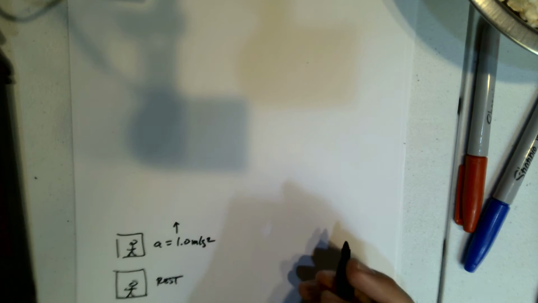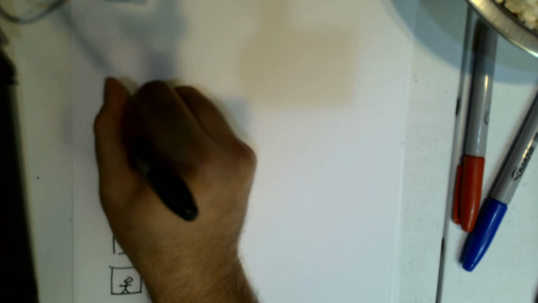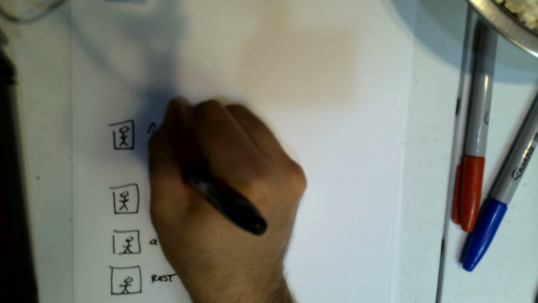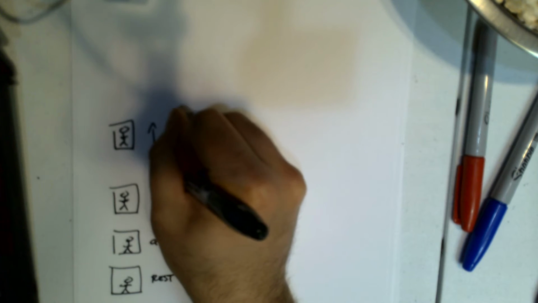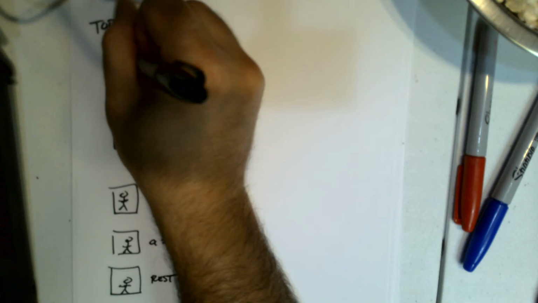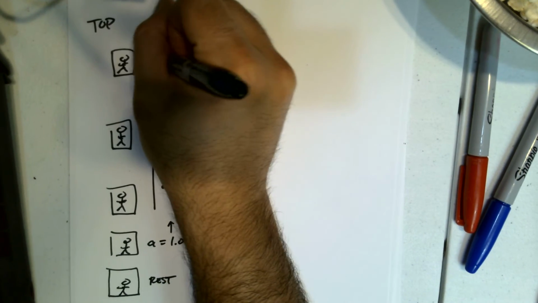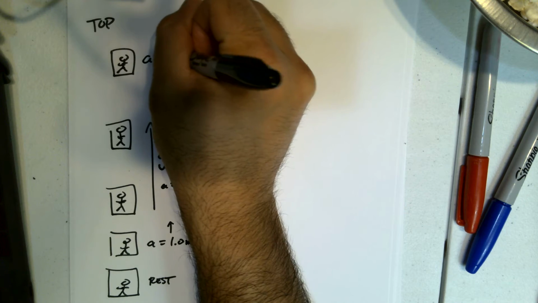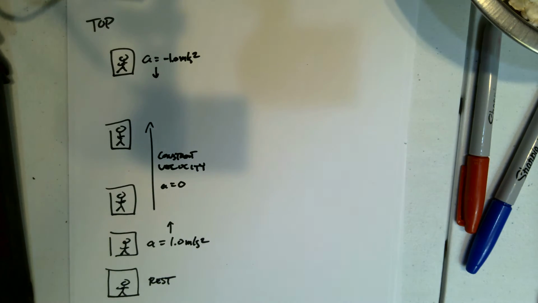And then elevators don't consistently accelerate. Once they get up to the speed that they want to be at, through a large region, you're going to be moving at constant velocity. That means there's no acceleration here. That's an acceleration of 0. And then once we get to the top over here, we're still moving up, but we need to slow down. That means we need acceleration in the downward direction, opposite the velocity. So we're going to give it an acceleration of -1 meter per second squared.